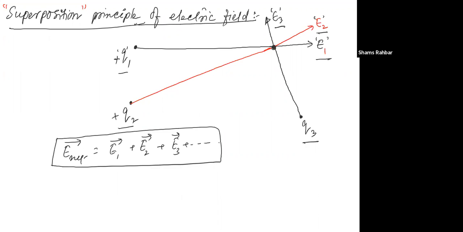So see, again I'm having 3 steps. First, check the direction of electric field. Second, find that electric field using the formula kq by r square. And third, apply the vector formula to add those electric fields. I'll take one example for this now.